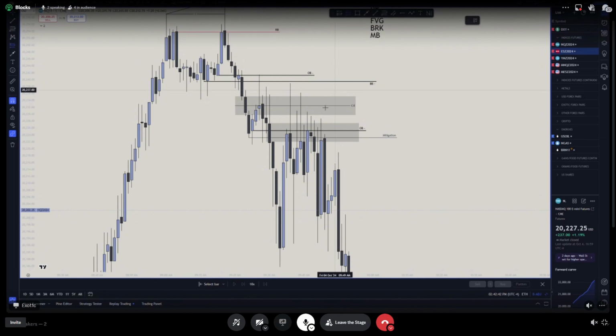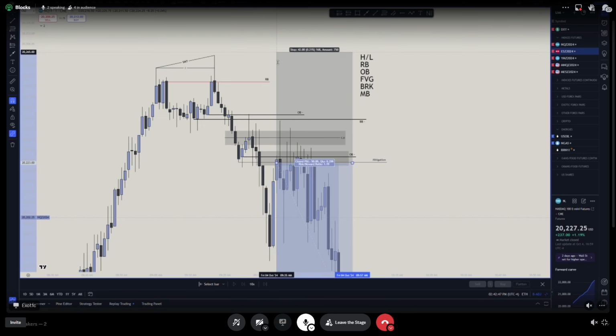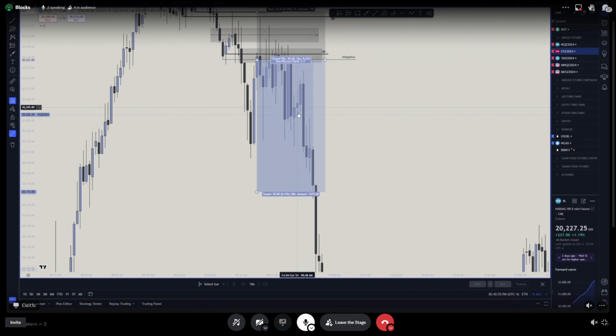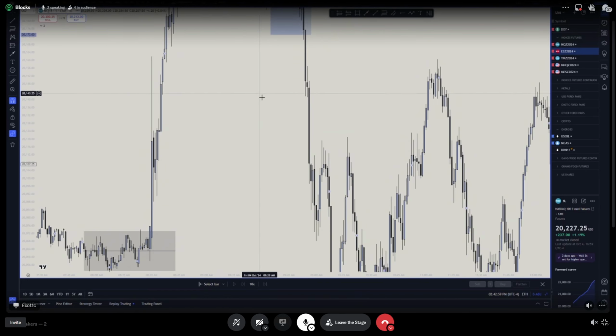On the mitigation block. Where's your stop loss? Stop loss is going to be at the swing high of the order block, because price should not trade higher and take out the short-term high here. And this is your final entry before price breaks down.